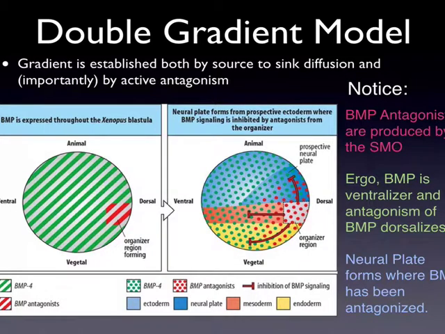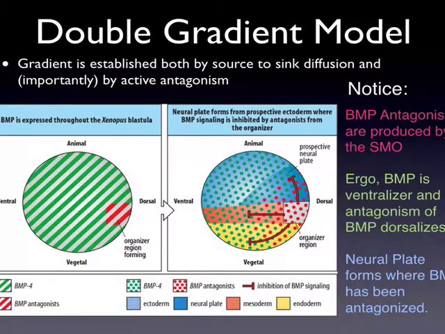Here's another illustration that doesn't show exactly the same thing, but gives you some of the same information. All right. So another important thing to get your head around here is that the gradients are established in two fashions. They are established both by source to sink diffusion, and as I've already told you with chordin and BMP, they are established via active antagonism. So these molecules like chordin that prevent or inhibit BMP signaling are also in effect contributing to the overall gradient.